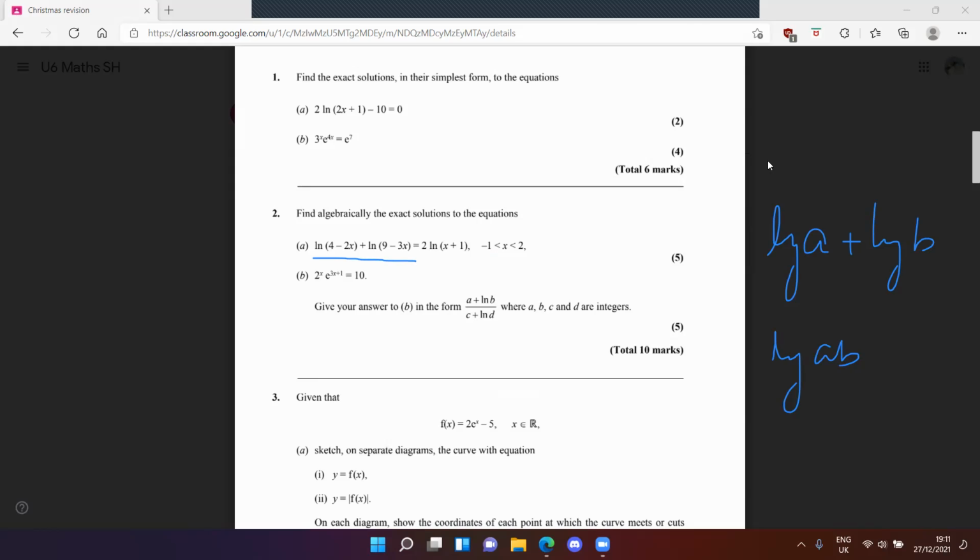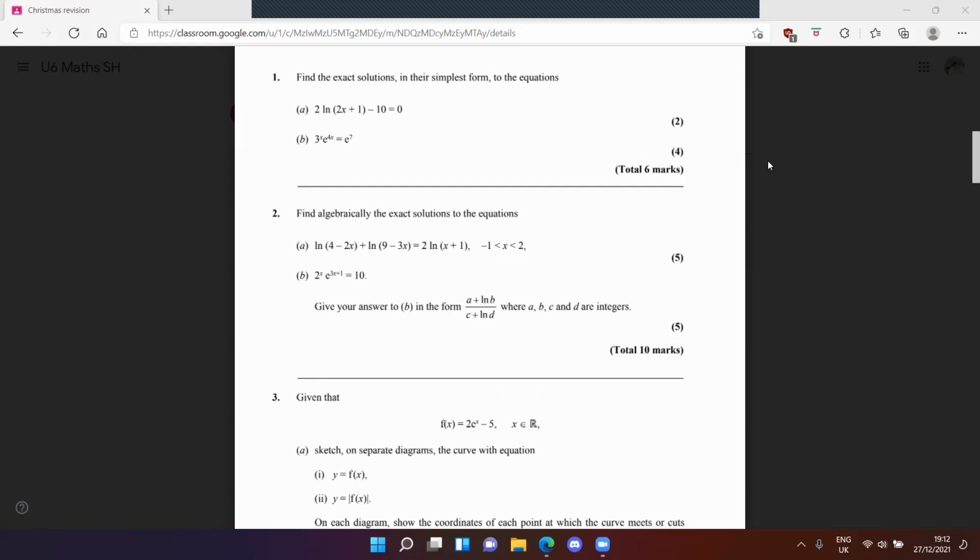So if we do ln 36 minus 18, if I just expand those two brackets, you'll have to do that anyway, because it will end up as a quadratic. So that gives me ln of 36 minus 30x plus 6x squared equals 2 ln x plus 1. Okay, so I've expanded that now.